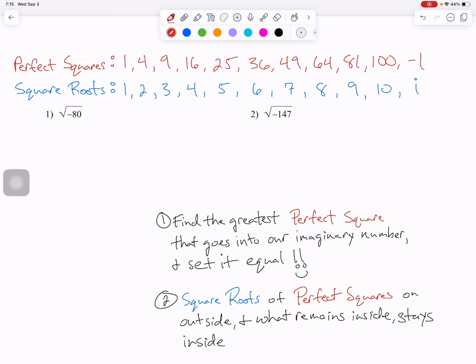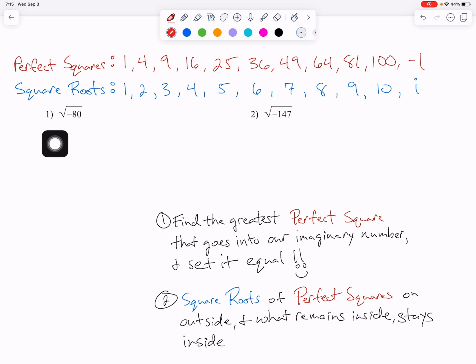9-3-25, day 2 of simplifying radicals with imaginary numbers. All right, quick note to take. You may want to pause the video if you're uncertain about your perfect squares in red and their square roots in blue, as this is the 1-2 punch in simplifying these radicals with imaginary numbers.